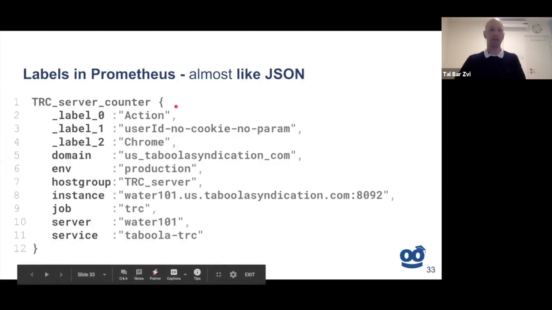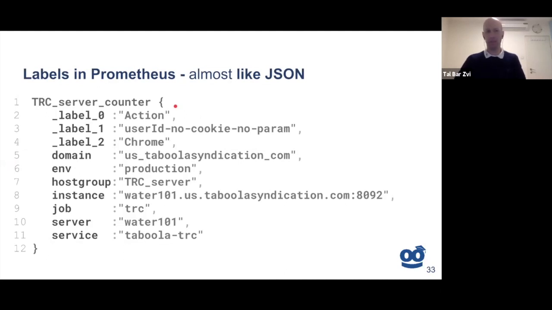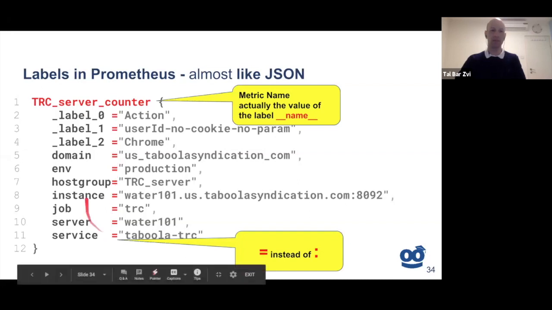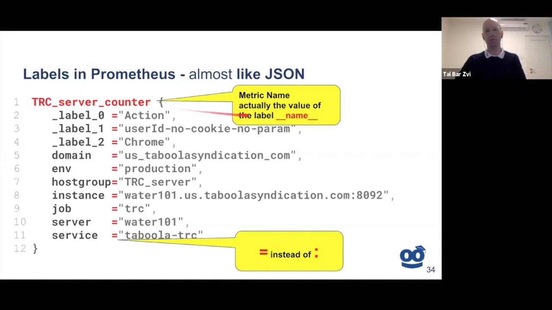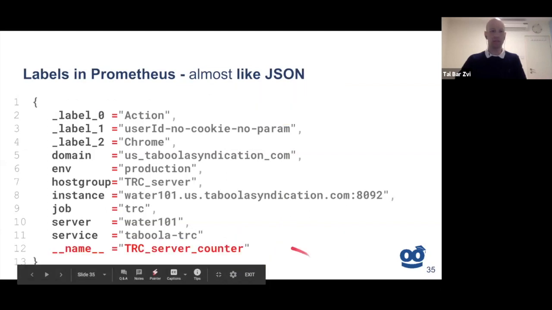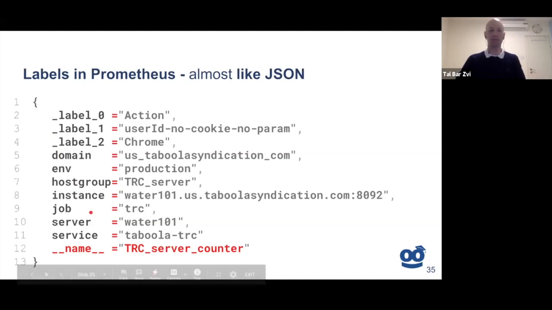Let's see a metric name and labels in Prometheus. It's very similar to JSON, right? But the colon is not actually a colon, it's an equal sign. And the name, you can replace it with the label name. So you have an equal sign instead of a colon. And if you use the label name underscore underscore name underscore underscore, you can replace the whole thing. So it looks like JSON, very familiar.